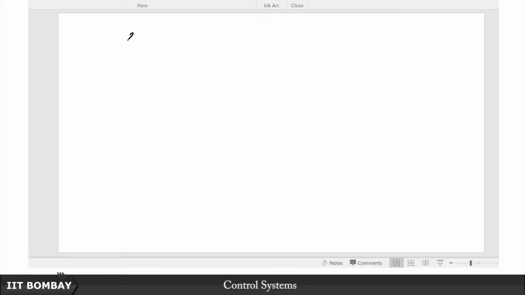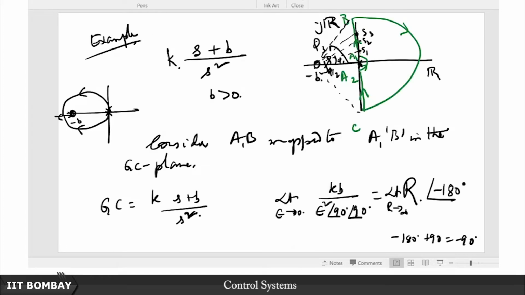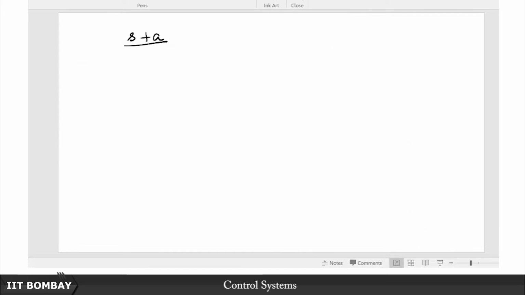So if you notice, the last example we had taken was something like this, if I recall correctly. In fact, it is there in the previous slide. So it is s plus b upon s squared, right. So this was our example 2. So now let us take another example. Here, in addition to this system that we had earlier, let us suppose we have an additional non-zero pole as well, where of course a and b are positive real numbers, right.